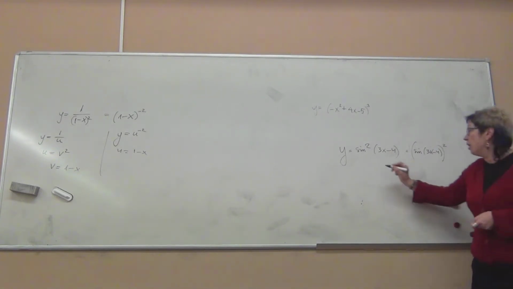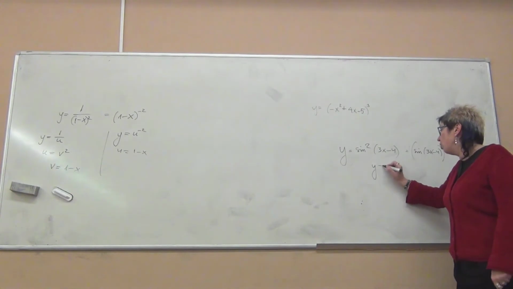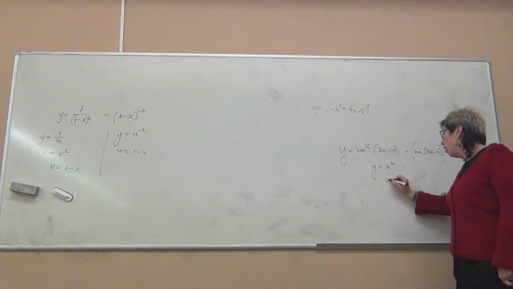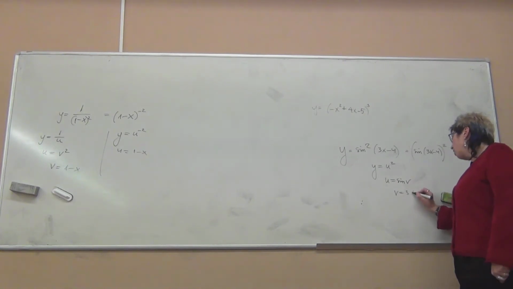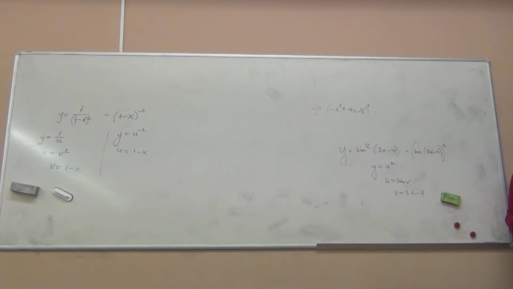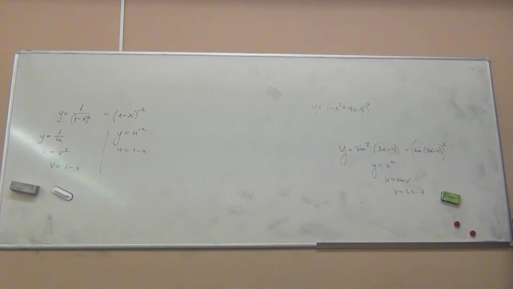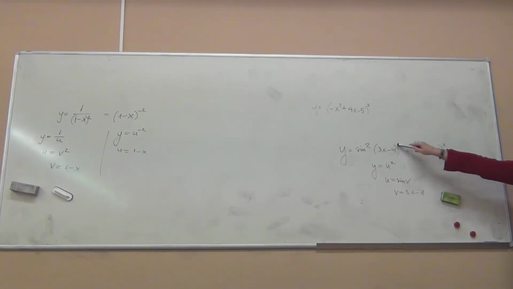It's squared. So actually we can say y equals u squared. u is sine of v, and v is 3x minus 4. So you have to understand the order, even if it's written in some strange order sometimes. I could make it worse. I could put another square here.